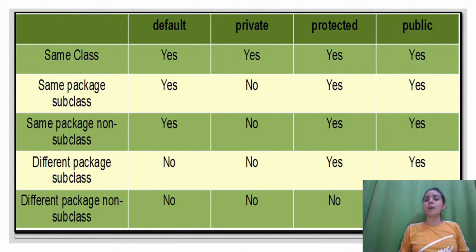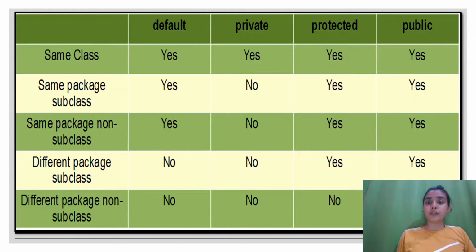This table is so important. Hey guys, listen to me carefully. This table, the green color, which is visible to you, is very important because here you will understand everything. You will understand each and every part of the access modifiers, what exactly they are and how they work. If I'm talking about the same class, default means that it will be accessible in the same class.